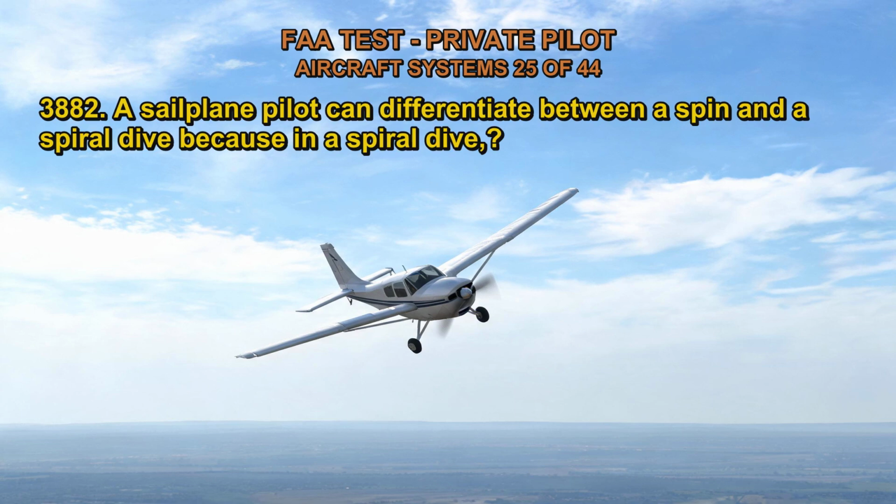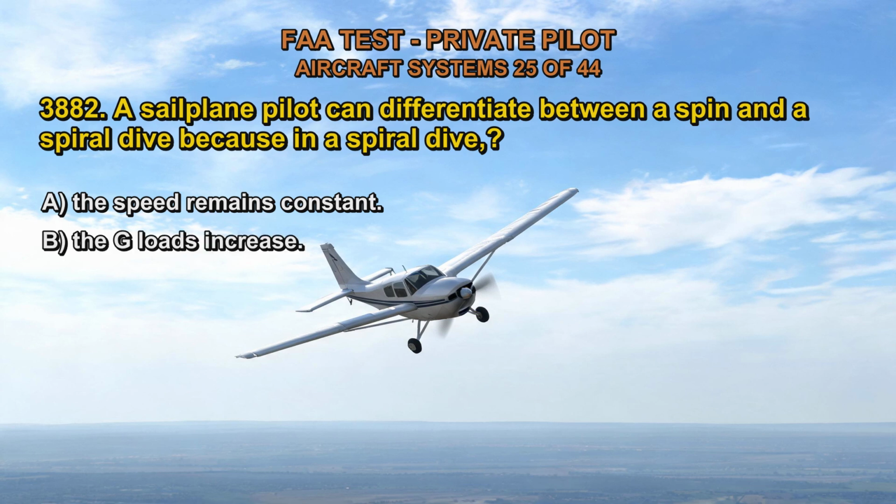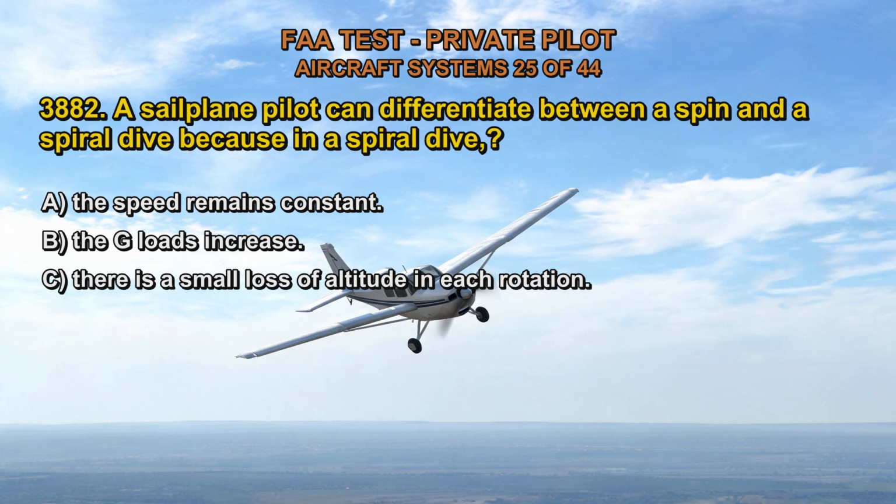3882. A sailplane pilot can differentiate between a spin and a spiral dive because in a spiral dive, A. The speed remains constant. B. The G loads increase. C. There is a small loss of altitude in each rotation.